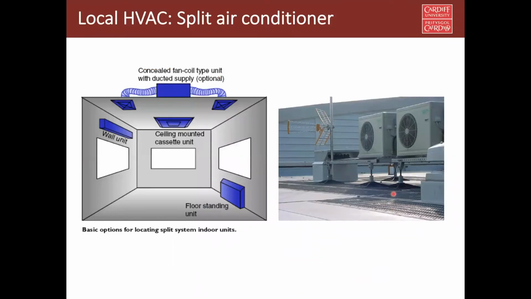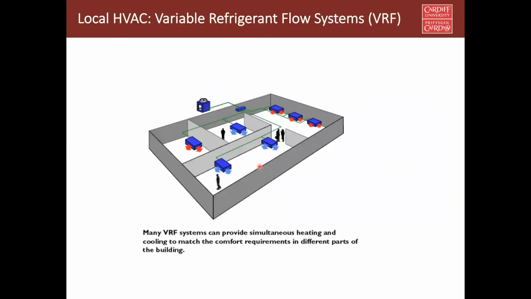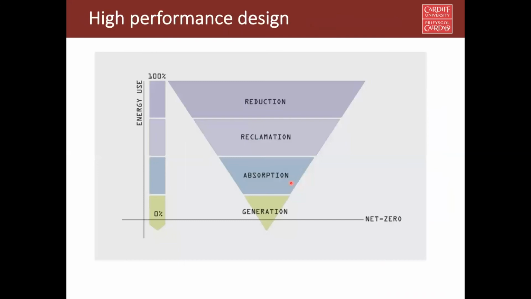So the local systems are basically split air conditioners. So we have this wall mount split air conditioner, and we have an outdoor unit quite close to it. Now the problem with split air conditioner is that if we have heating, we have to have heating in all places. If we have cooling, we have to have cooling in all other places. We cannot have heating and cooling together. To solve this, there is another system called variable refrigerant flow system, VRF. So in VRF, you can have heating in some places and cooling in some other places within these centralized local systems. Okay, so these are our HVAC systems.